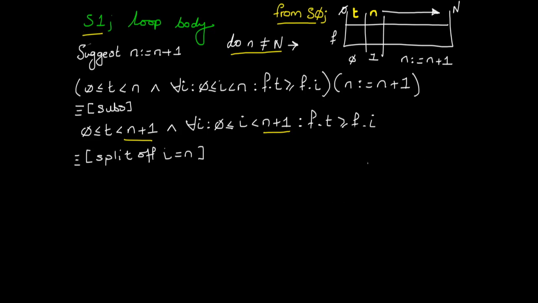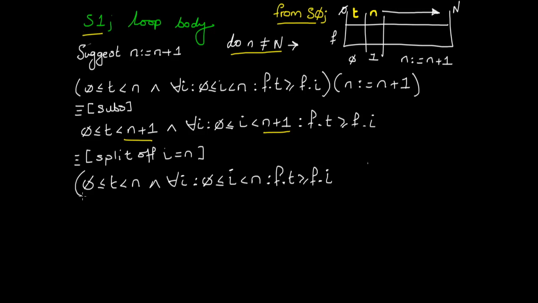Okay, so we will really just be rewriting out what we have above and chopping off the plus 1 bit. So we'll say for all I, and then we'll have I less than n, and in this part it will remain f.t greater than or equal to f.i.